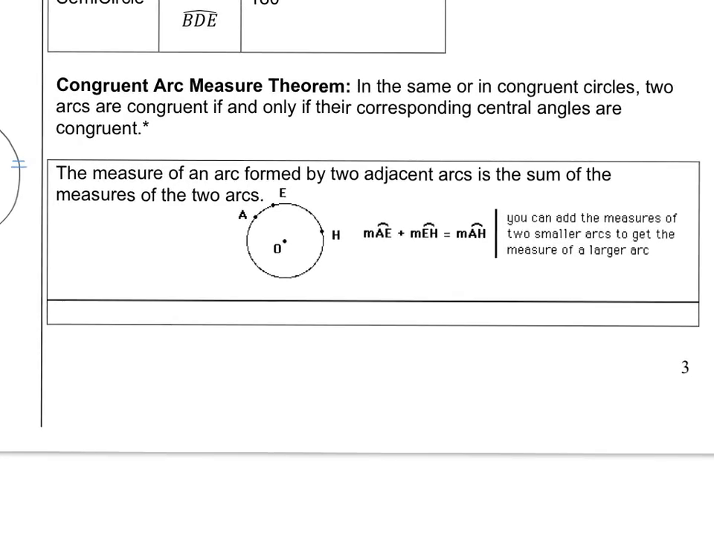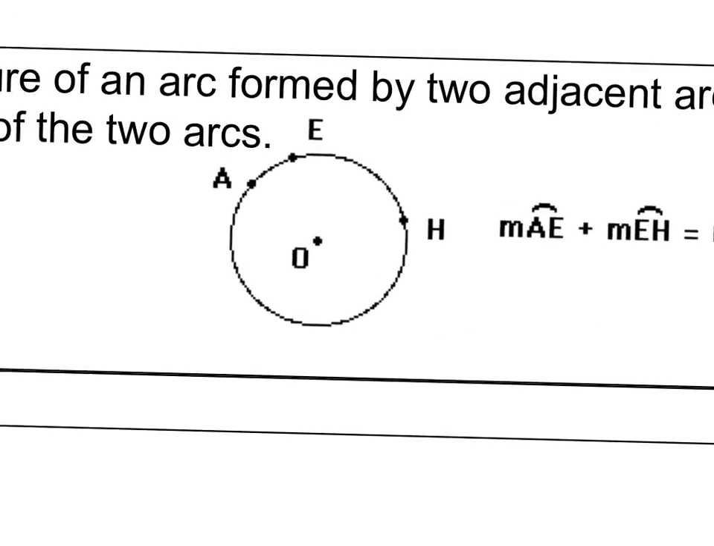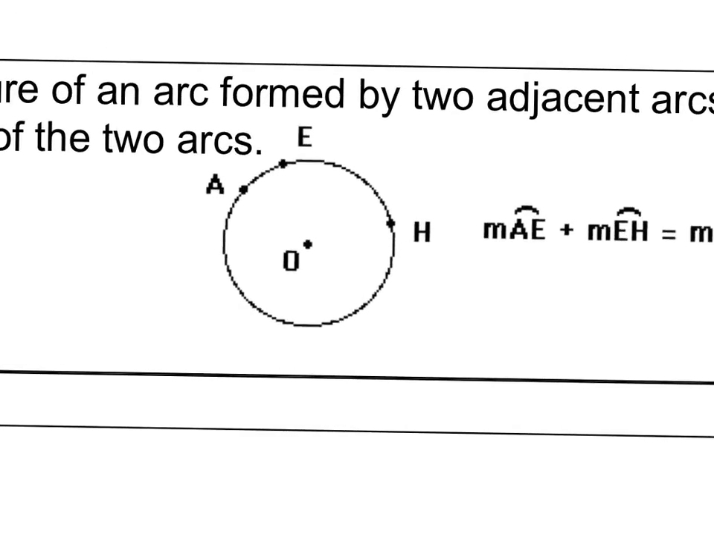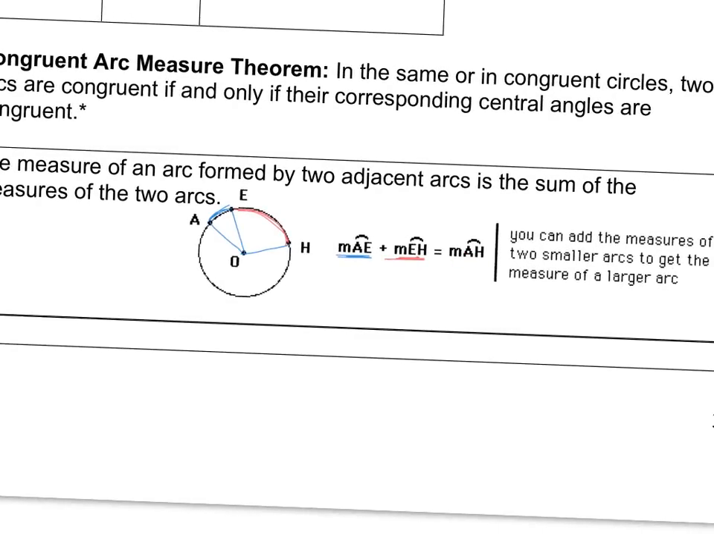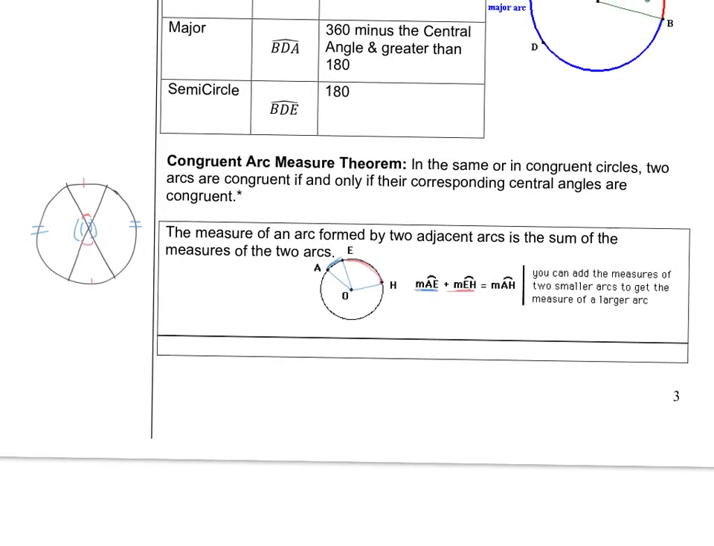Alright, the measure of an arc formed by two adjacent arcs is the sum of the measure of the two arcs. This is pretty simple. This is just like the angle addition postulate. Basically, if I was to add in some angles here, some angles here, all they're saying is the measure of AE, which is this, plus the measure of EH, which is this, has to equal AH, which is this whole thing. Pretty straightforward, pretty simple. We're just adding up all the arc measures.